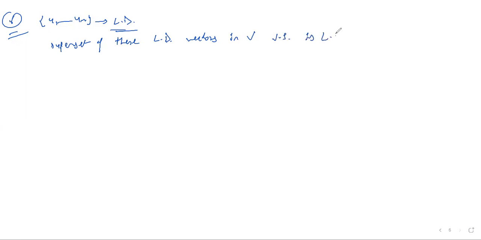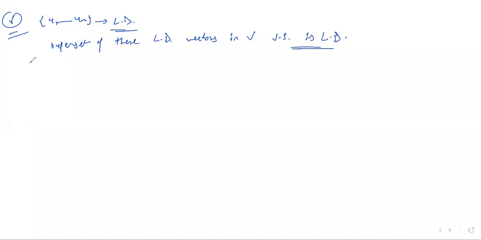I have a set of vectors u1 to um. Let's consider this is linearly dependent. Then any superset of this linearly dependent set of vectors in the vector space V is also linearly dependent. Okay, you better got it.